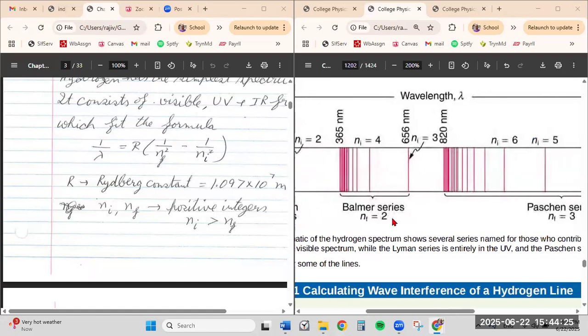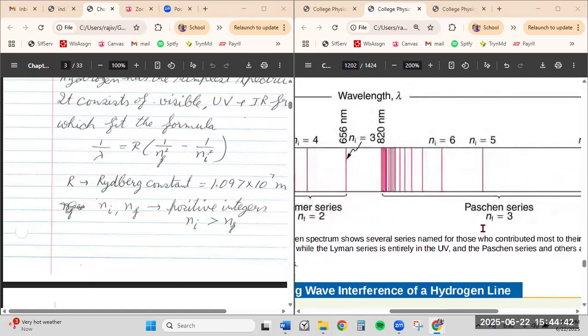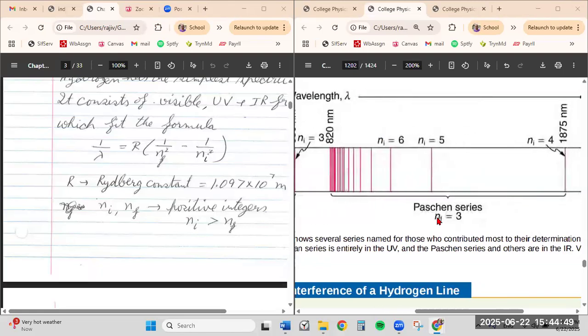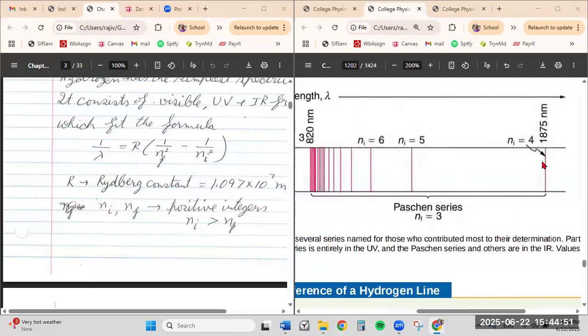In the Balmer series, NF is 2, which means Ni can be 3, 4, 5, 6, etc. This is Ni of 3, this is Ni of 4, and then 5, 6, etc. And then in Paschen, NF is 3, and Ni therefore can be 4, 5, 6, etc. This is Ni equals 4, 5, 6, 7, 8, 9, and so on.